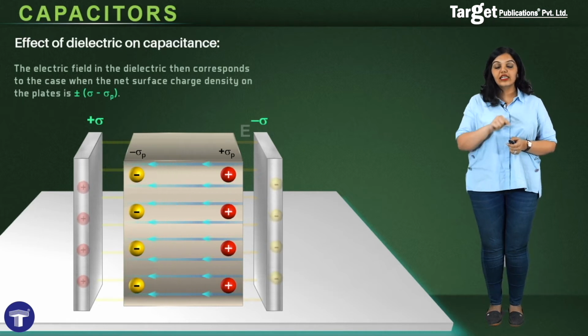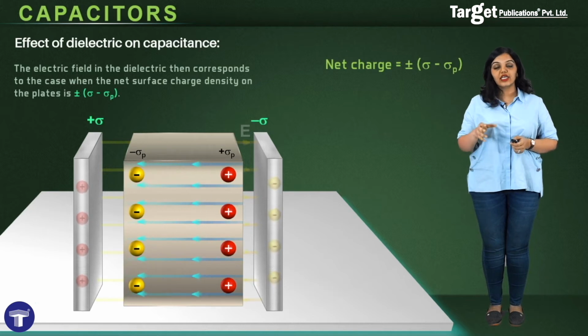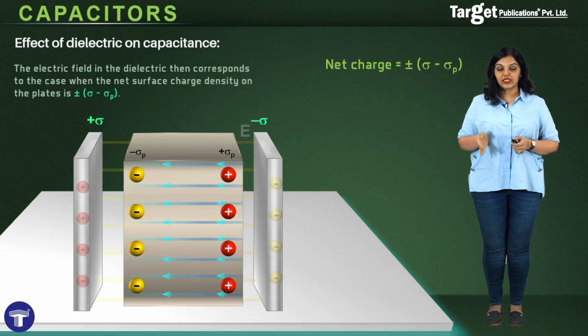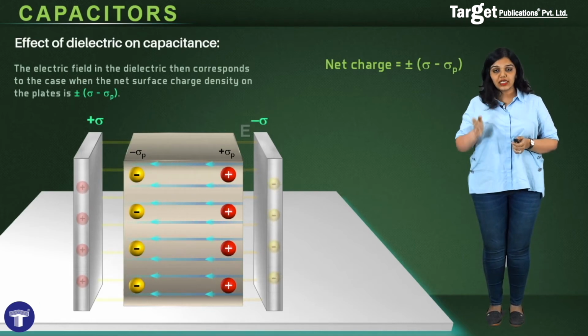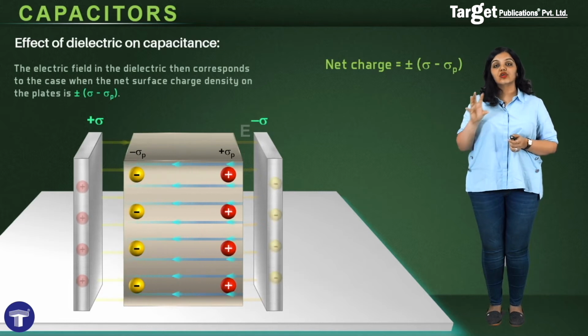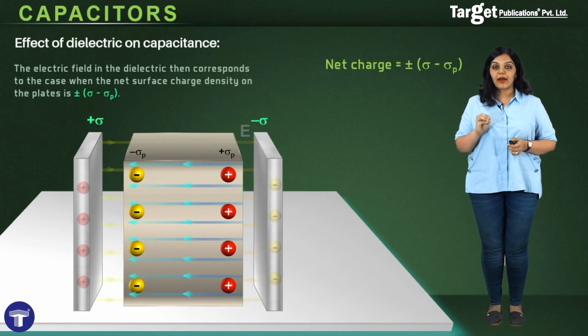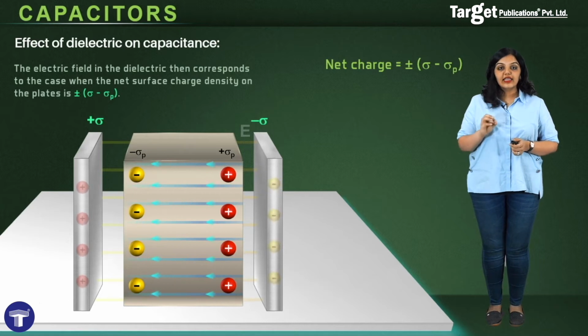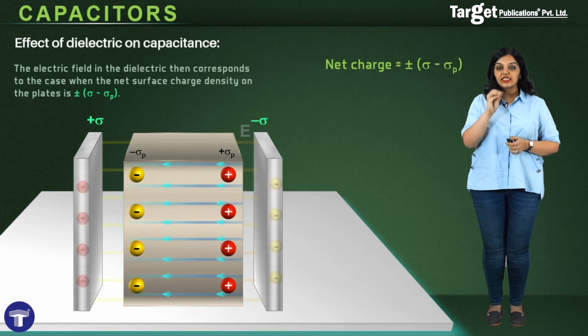Therefore, the total net charge that we can assume for the positive plate is reduced, and we say that the net charge is sigma minus sigma p on the positive plate. Similarly, for the negative plate, the induced positive charge is close to the negative plate, and therefore the net charge on the negative plate is also reduced in magnitude, sigma minus sigma p in magnitude as well. Finally, the electric field in the dielectric corresponds to the case when the net surface charge density on the plates is plus minus sigma p. So this is the net charge.